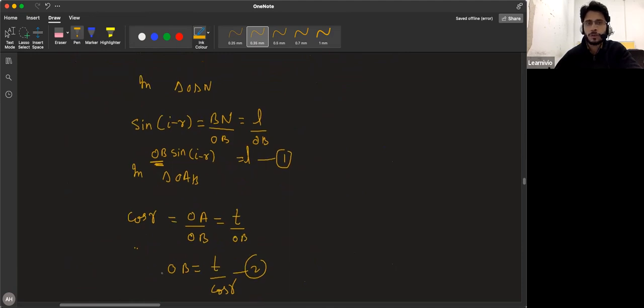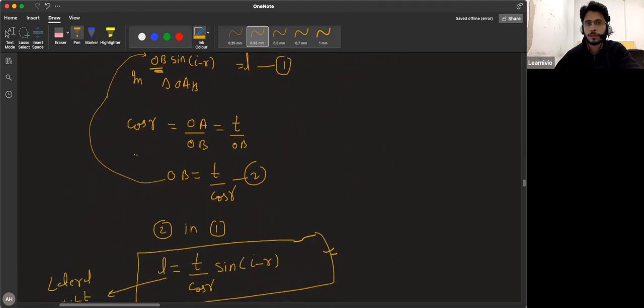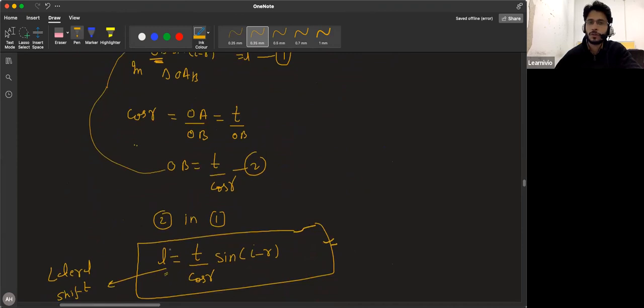Next, you can substitute the value of OB in this equation. So when you do the substitution, this is T by cos R into sine of I minus R. So this is the formula for the lateral shift. I is the angle of incidence, R is the angle of refraction. Is it clear? Sir, I have a doubt.